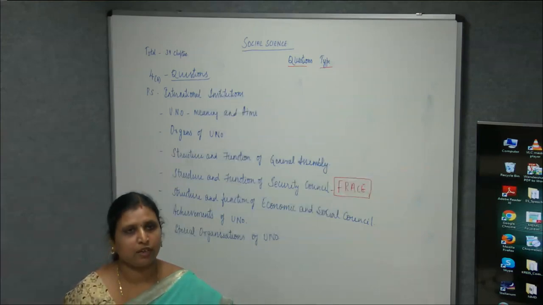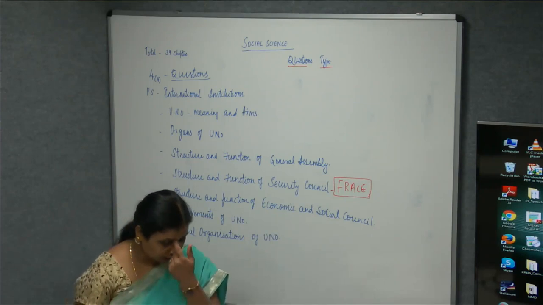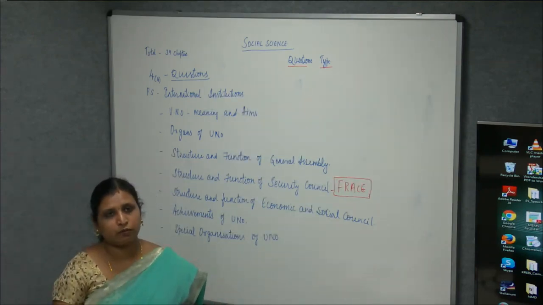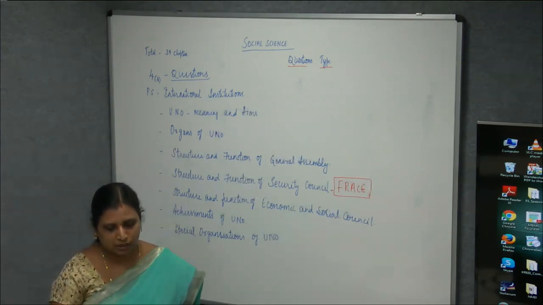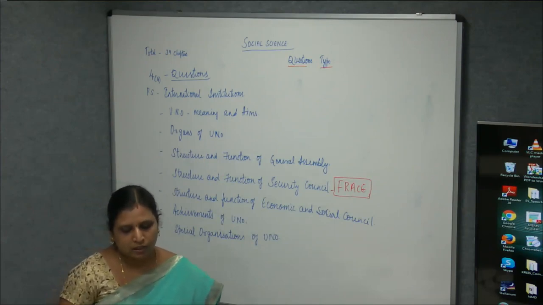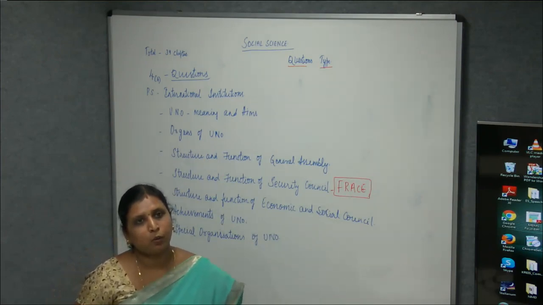And the next one is explain the structure and functions of the Economic and Social Council. The Economic and Social Council consists of 54 member nations, and they are elected by the General Assembly. 18 members of the council are elected each year for a period of 3 years. And the council elects a chairperson for 1 year.